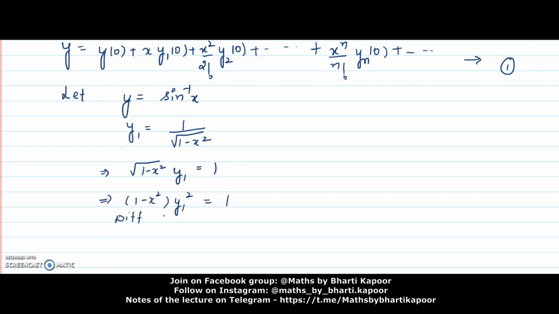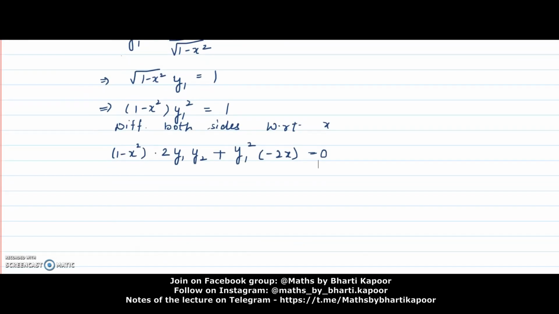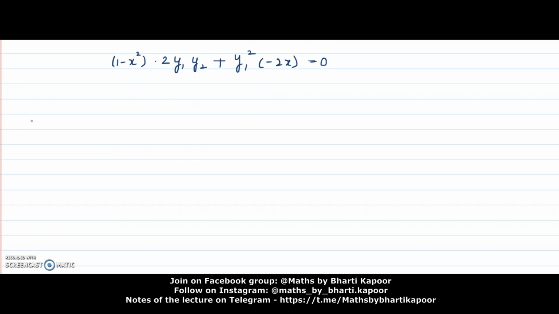Differentiating both sides with respect to x, we get 1 minus x square into 2y1, again derivative of y1 will be y2, plus y1 square into minus 2x equal to 0. In the next step, we will divide both sides by 2y1 and we will get 1 minus x square into y2 minus x into y1 equal to 0.